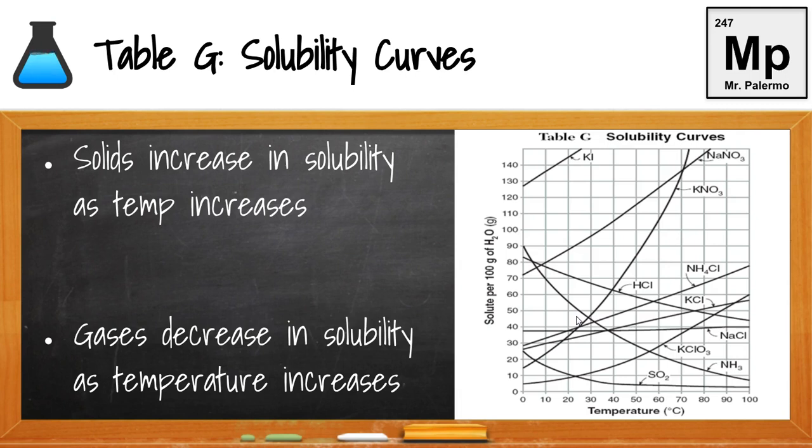Now let's look at Table G in our reference table. This is a table of solubility curves, meaning it shows you that at various temperatures how much solute, whatever the line is representing, we can dissolve in 100 grams of water. If you notice, most of the lines are increasing. These are solids because as you increase temperature, solid solubility increases. And then we have three lines, HCl here, NH3 here, and SO2 here. These three lines represent gases, because recall that gases decrease in solubility as temperature increases, because as we're increasing temperature, they're moving faster and faster, and they're moving further apart, and therefore it's harder for those intermolecular forces to come into play.